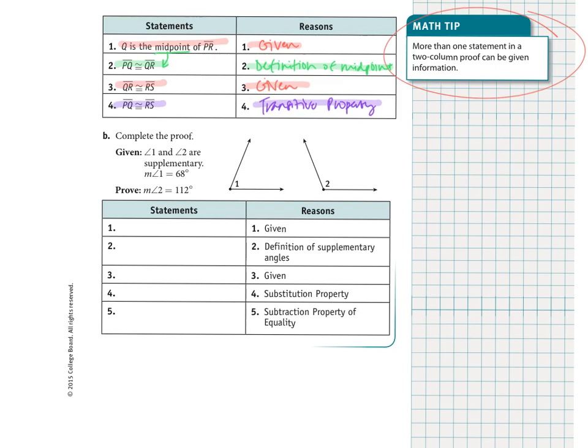Let's read our problem. It says we're going to complete the proof. So our given piece of information is that angle 1 and angle 2 are supplementary. It also gives us another piece of given information: the measure of angle 1 is 68 degrees. Now, this isn't always the case, but for me, I like to work with that first piece of given information and see what I need to work with. So I'm going to go ahead and fill that in for my statement here, saying angle 1 and angle 2 are supplementary.